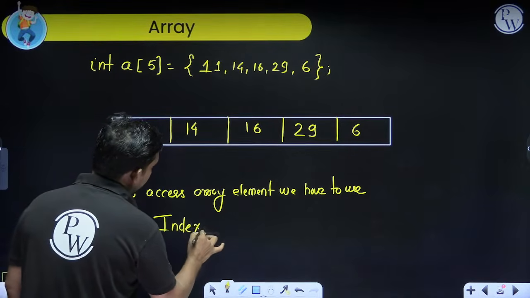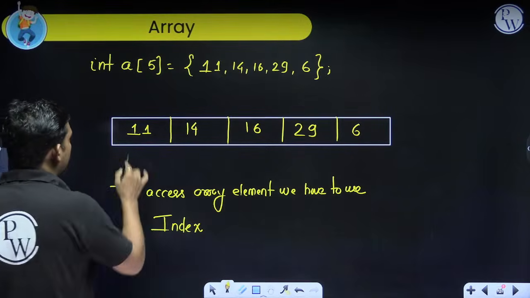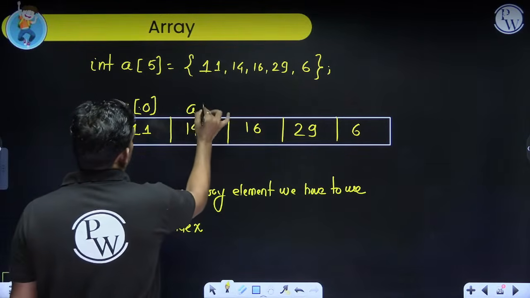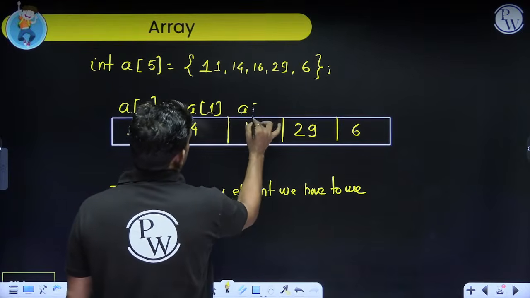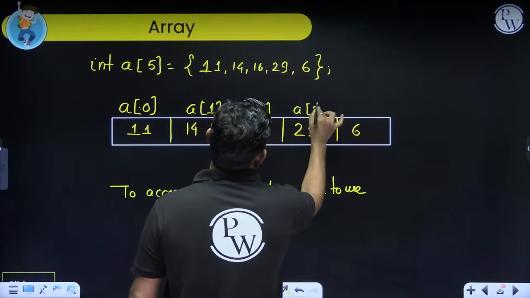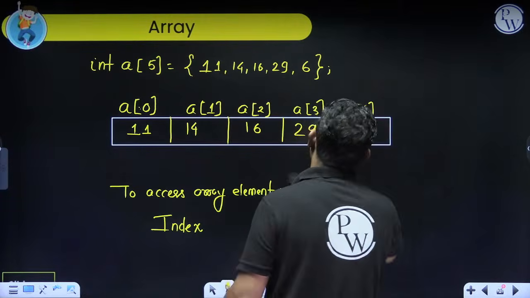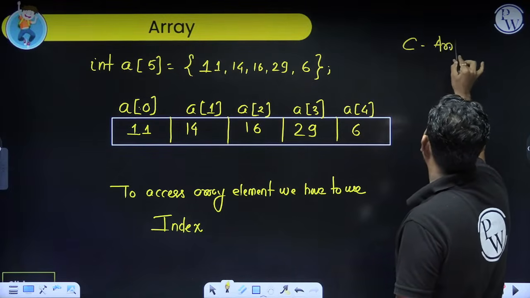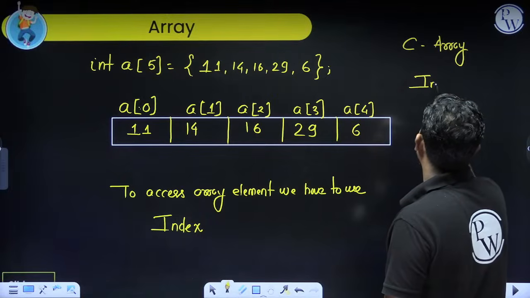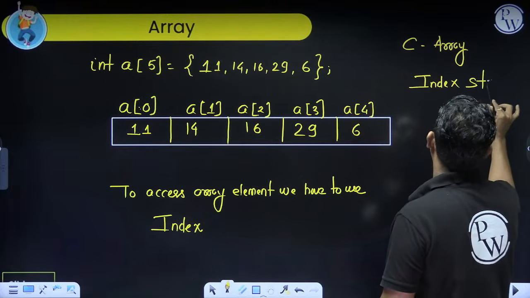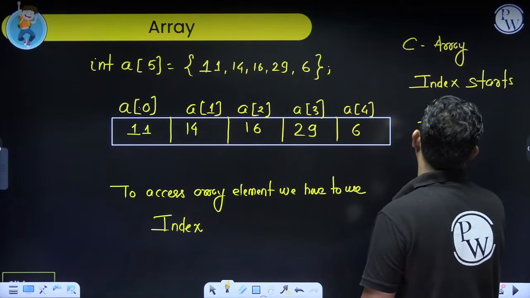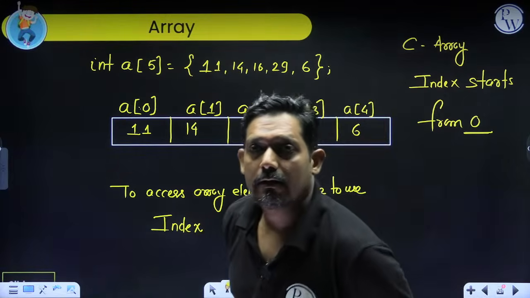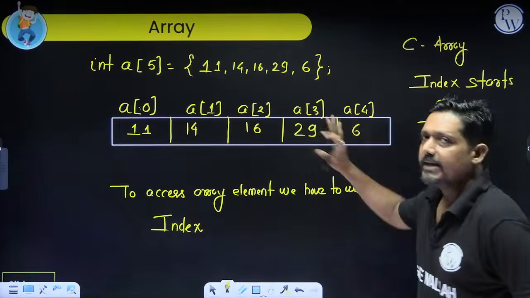Theoretically, in a data structure the index can start from anywhere, but here this is index number 0. So to access it, it will be A0, this is A1, this is A2, this is A3 and this is A4. In the C language, the array index starts from 0.